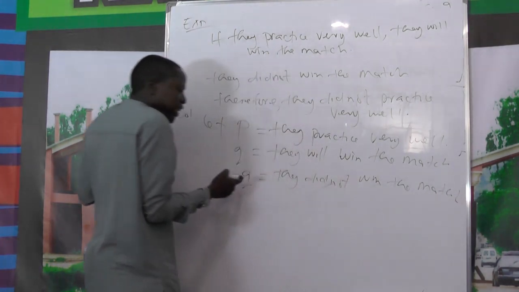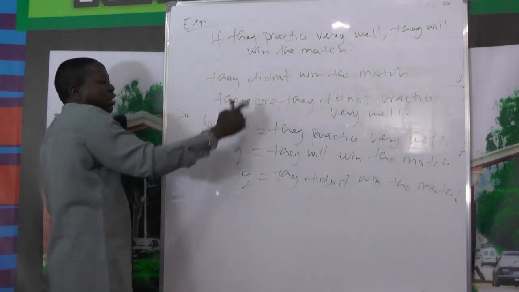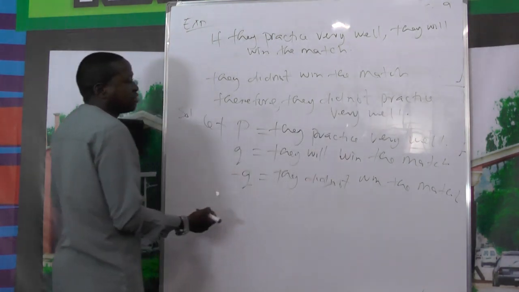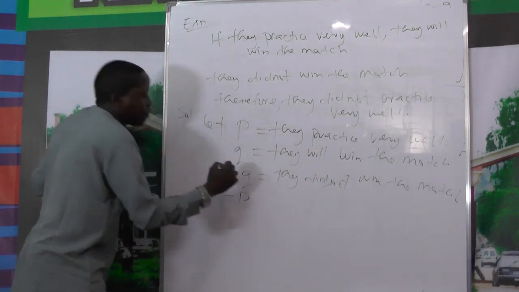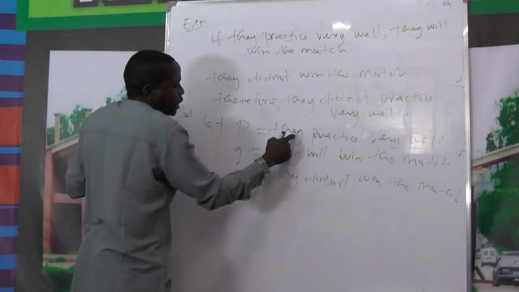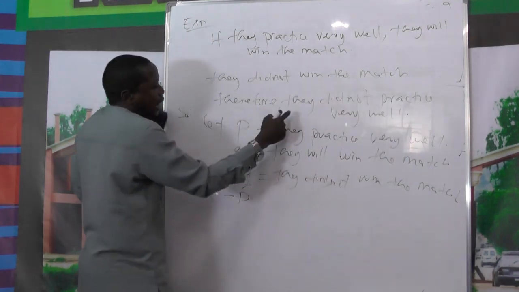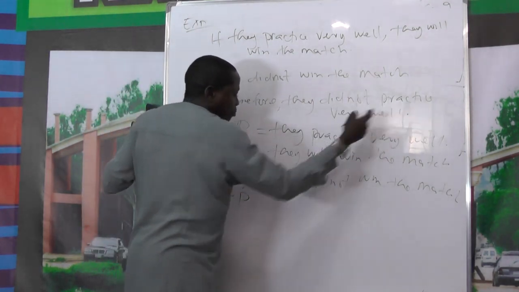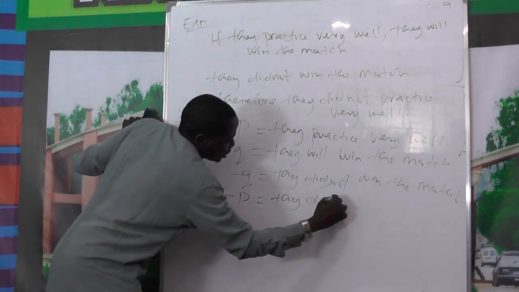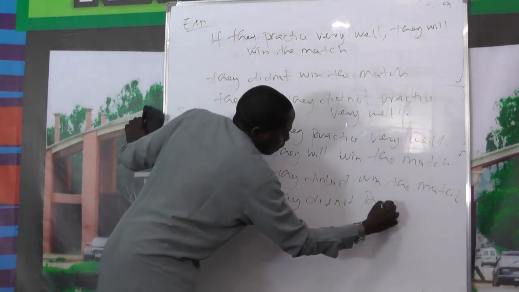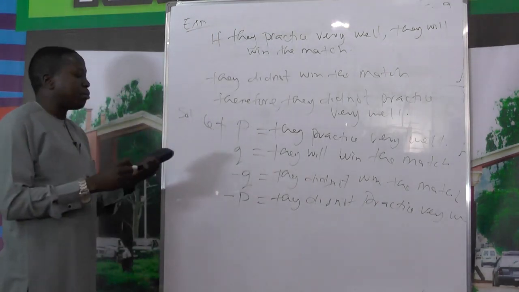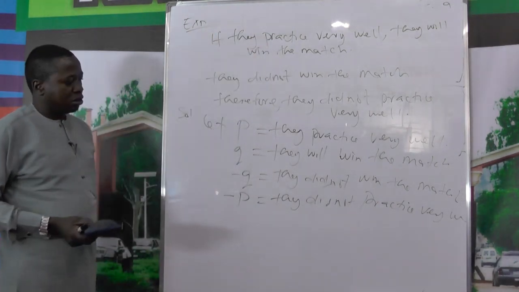You can see it is not a new statement. We negate this one, and this, therefore, is a conclusion. Like I said earlier, they did not practice very well. Negation of what? Of P. Since our P is they practice very well, and here they did not practice very well, it means minus P. These are the pieces of information we have from this.